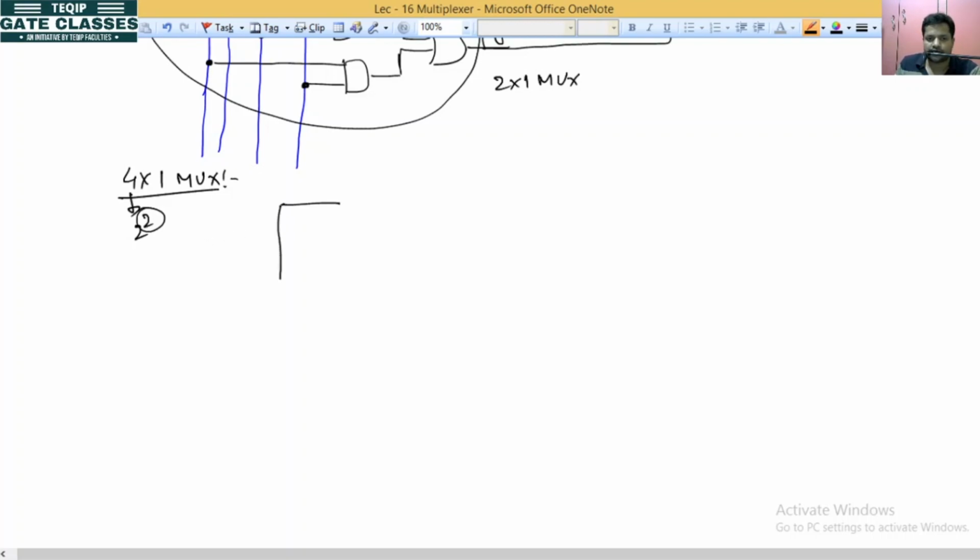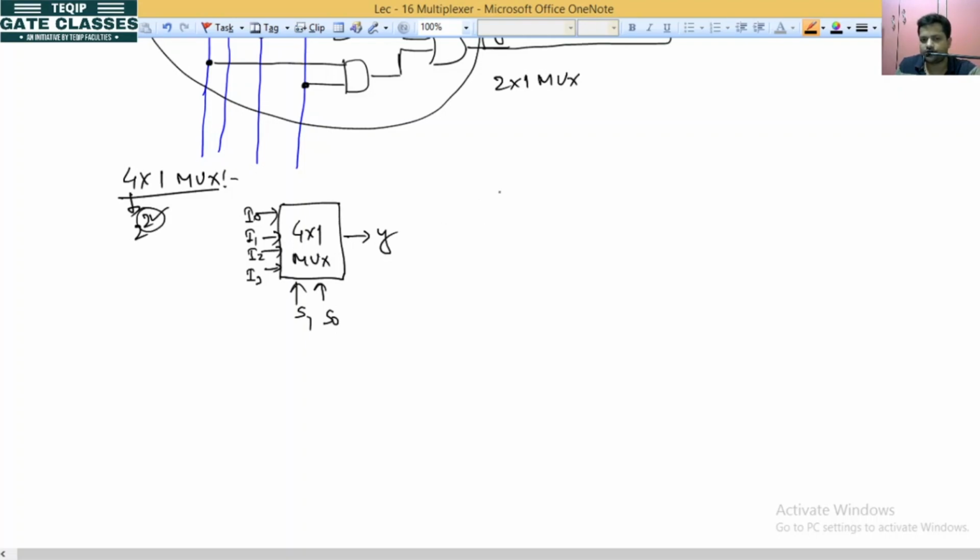So the block diagram of this will be a 4 cross 1 mux. So 4 inputs are there: I0, I1, I2, I3. How many selection lines will there be? 2 selection lines. Okay? So it will be S1, S0. Output is 1, so it will be Y.